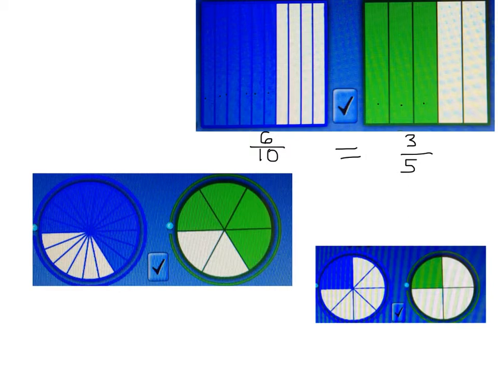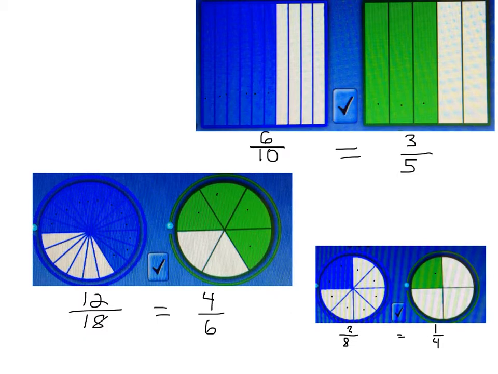Now let's look at the one in the middle. Here I have 1, 2, 3, 4, 5, 6, 7, 8, 9, 10, 11, 12 shaded out of 18. And then on the right, 1, 2, 3, 4 shaded out of 6. And those are equal or equivalent because they're shaded the exact same. Now in the bottom, I have 2 shaded out of 3, 4, 5, 6, 7, 8. And then over here, there's 1 shaded out of 4. And those are equivalent because they're shaded the exact same amount.